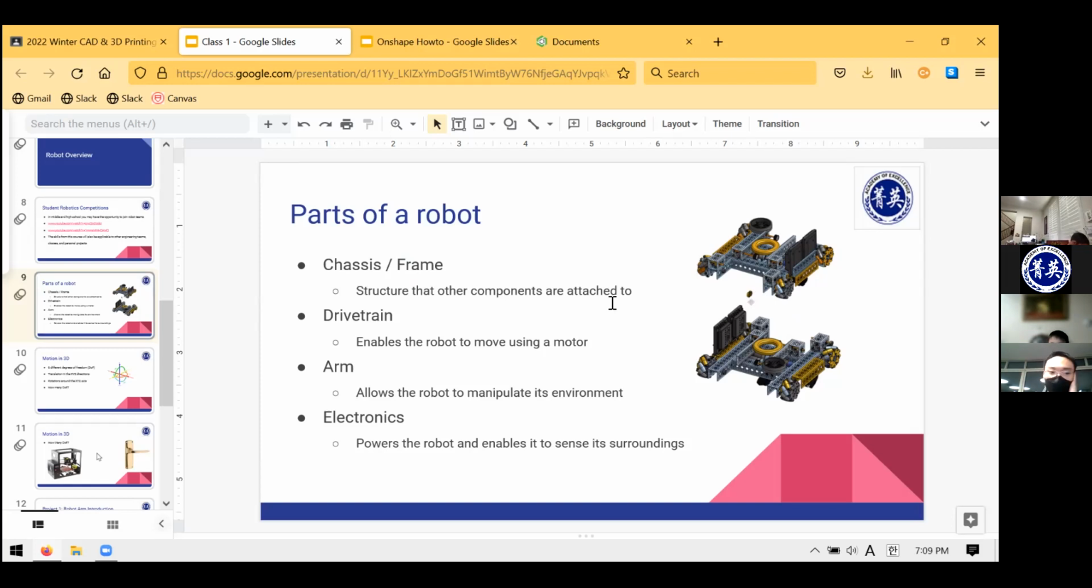Another system that's very important specifically for this kind of competition application is something like an arm, some system that will allow your robot to interact with the environment, in our case, to pick up a goal and move it around, which is the object of the competition.